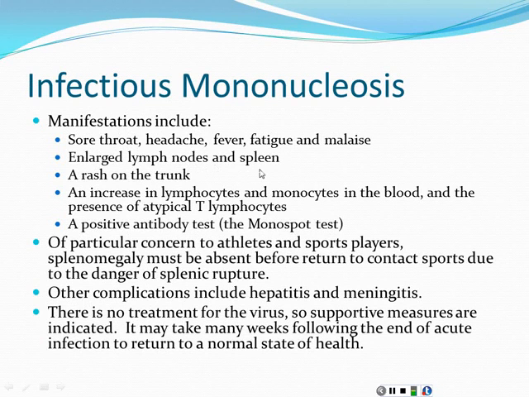Enlarged lymph nodes and spleen. Because the Epstein-Barr virus attacks B lymphocytes, and B lymphocytes are found in lymph nodes and the spleen, we see those things. And the spleen enlargement is one of the most important clinical things about EBV because a spleen that is enlarged is more likely to rupture. And a ruptured spleen can result in death by internal hemorrhage or internal bleeding.